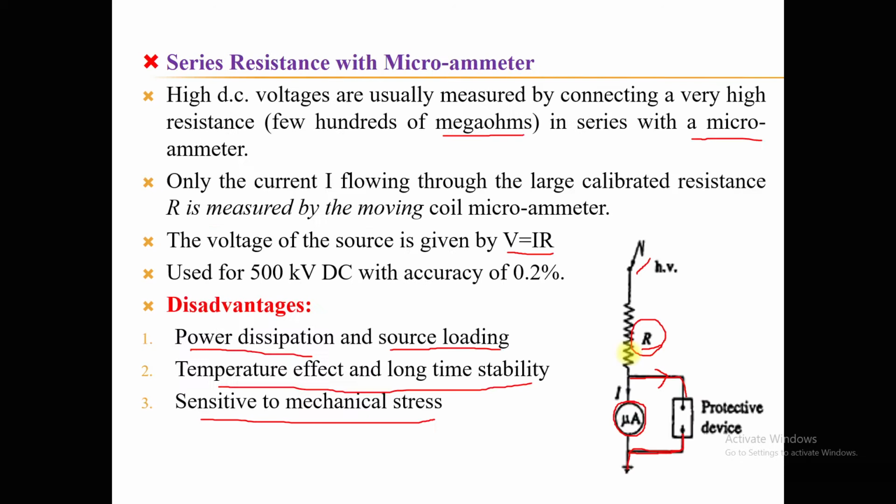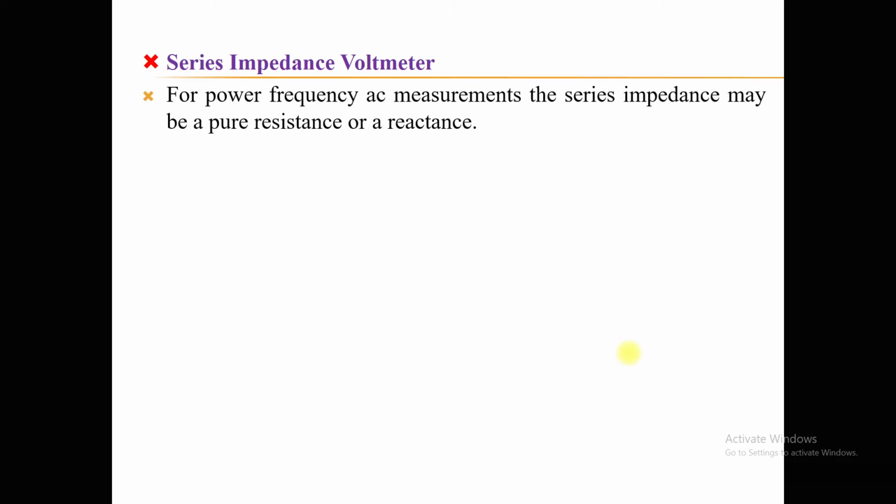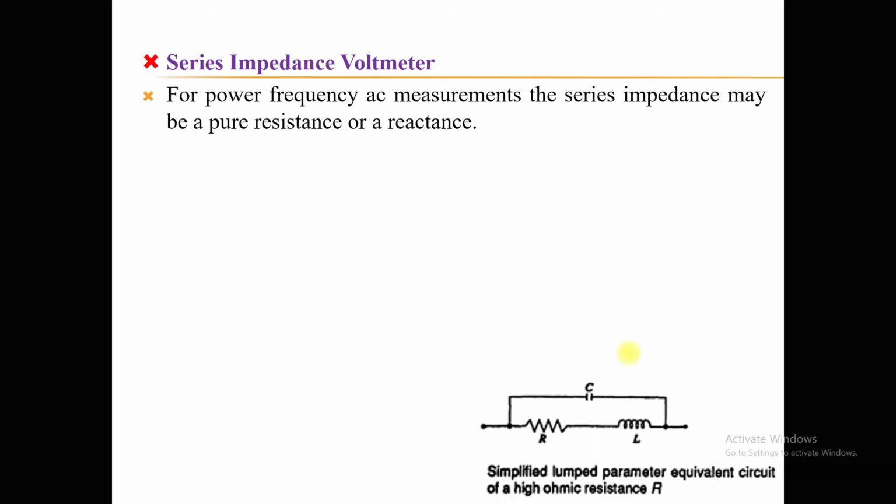For the DC measurement, we are using series resistance with a microammeter, but for the AC measurement, the series impedance voltmeter is used. For power frequency AC measurement, the series impedance may be a pure resistance or a reactance. Generally the reactance type of method is used to measure the power frequency AC voltage. Previously we considered a simple resistance, as we were applying DC voltage, where we can apply simple Ohm's law, but for AC circuits we cannot use that direct equation to determine the unknown magnitude of voltage.